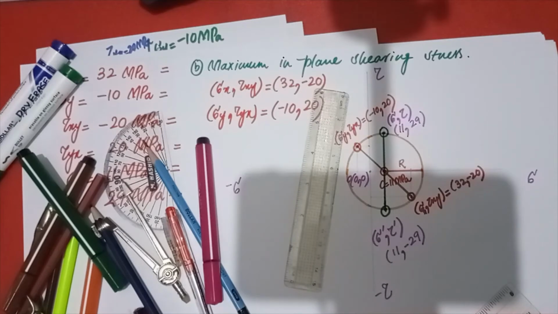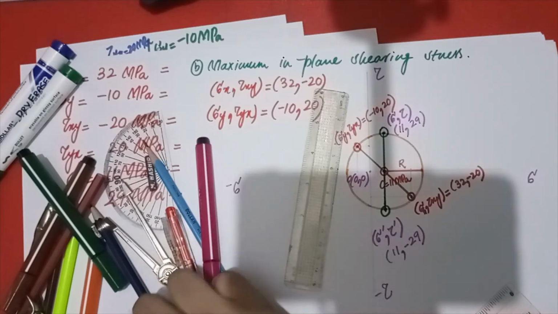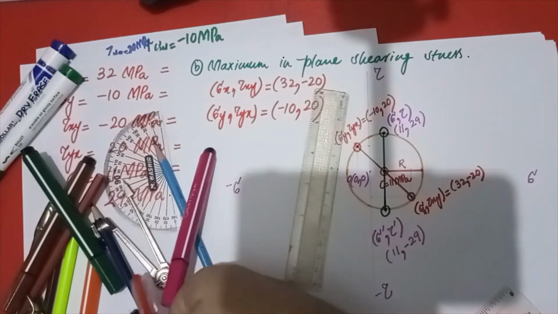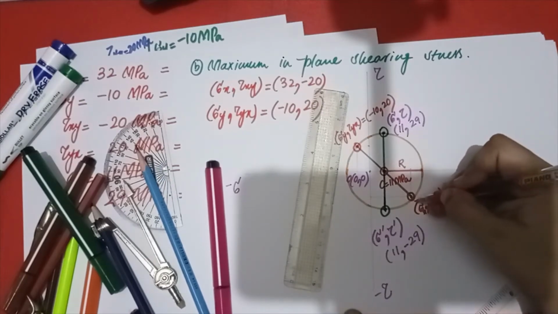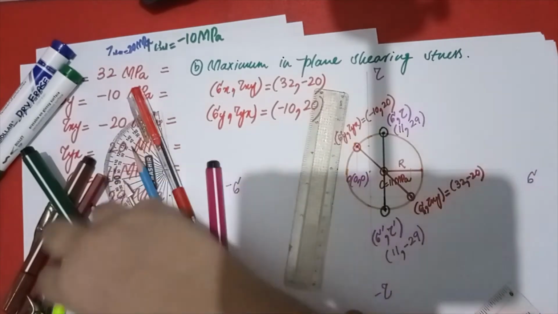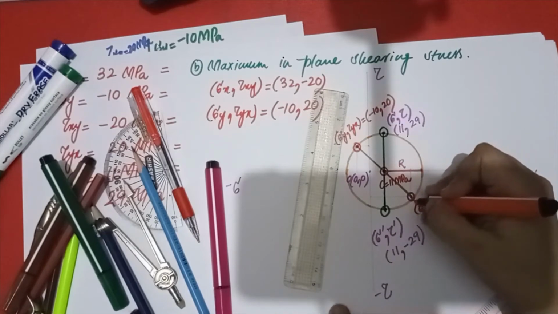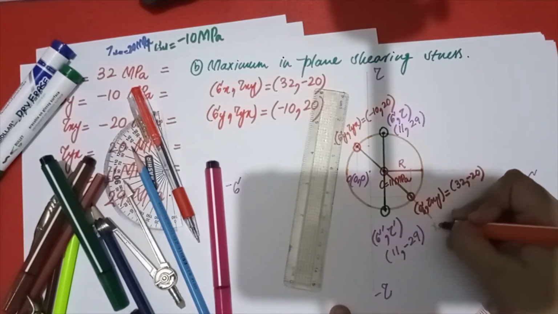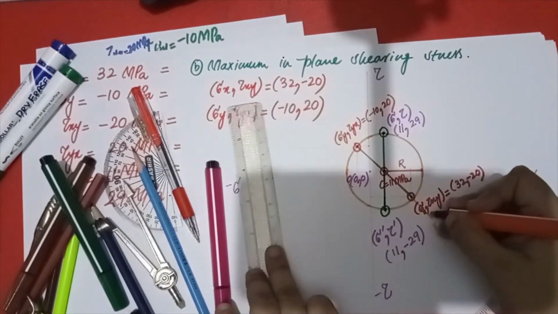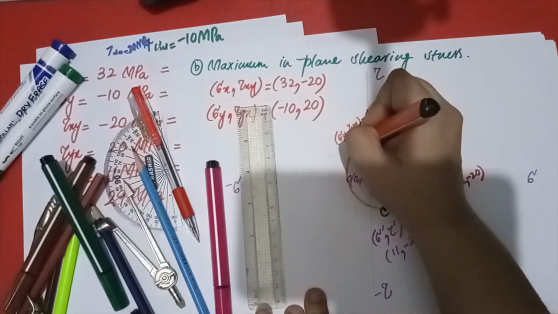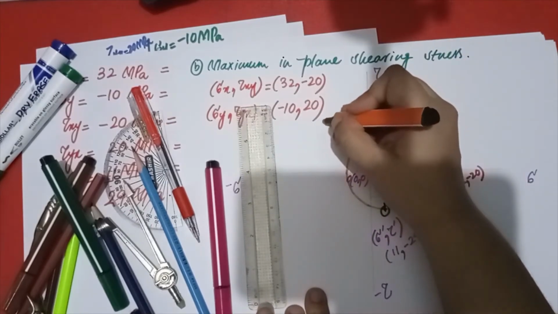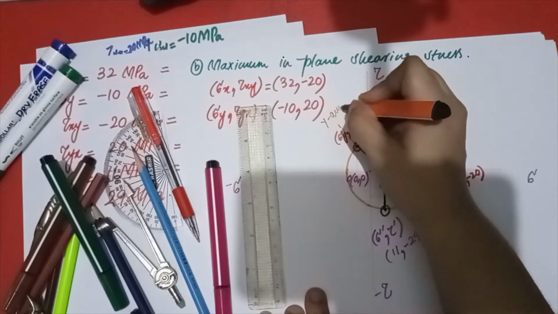Now what I need to do? Obviously you are taking it on the x plane, so it is the x-axis, because sigma x comma tau xy, and this is sigma y, so it is the y-axis.